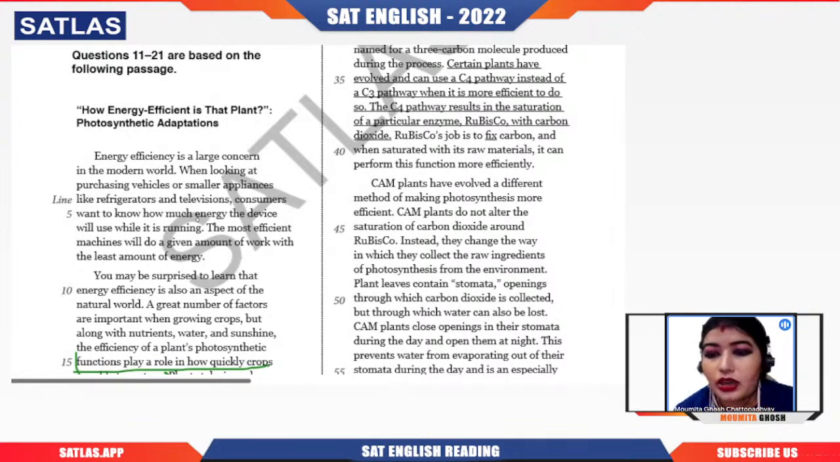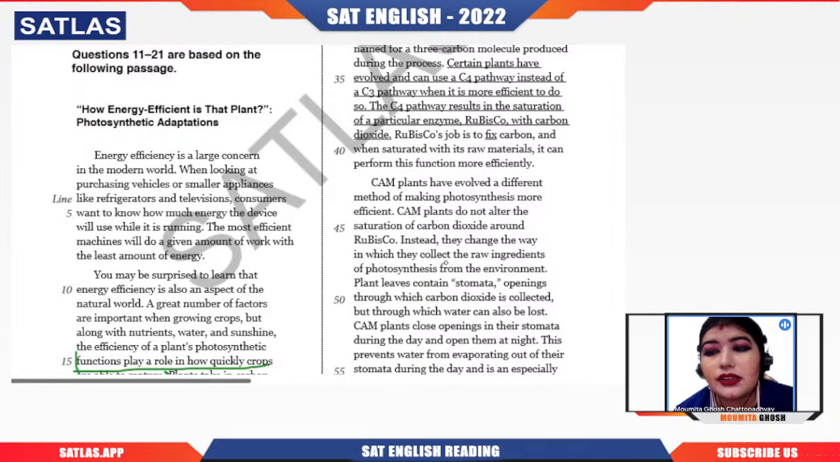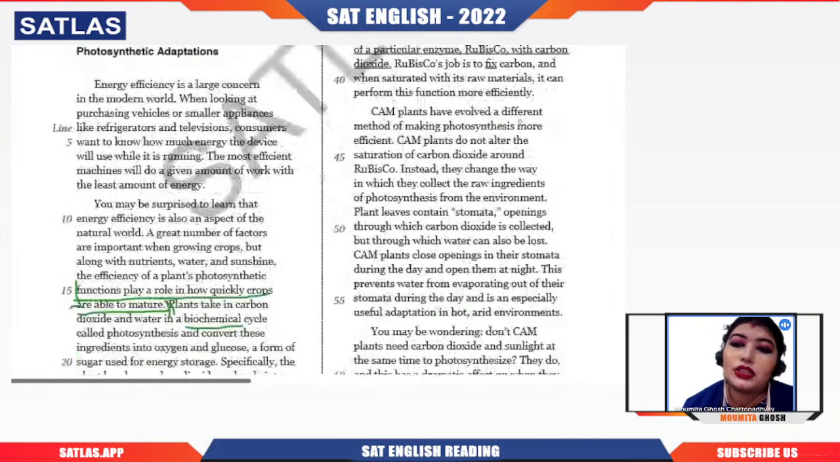Okay, now coming to the CAM plants. CAM plants have evolved a different method of making photosynthesis more efficient. CAM plants means the plants which grow in the hot and the arid region. For example, I can give you kalanchoe, cactus, and also pineapple, which has spines, especially, and can grow in the hot and the arid region, where the carbon dioxide saturation is much higher than the oxygen saturation.